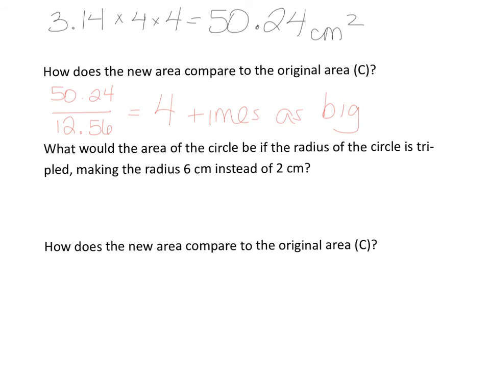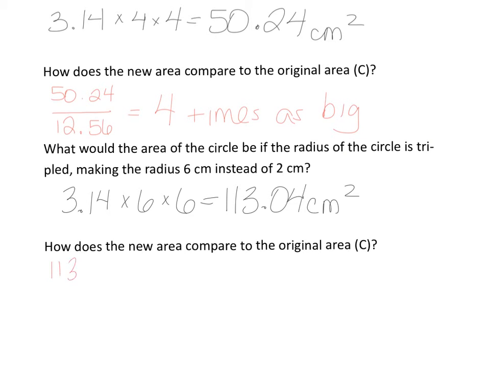And then you're asked, what would the area of the circle be if the radius of the circle is tripled, meaning the radius is now 6 instead of 2. So we're doing 3.14 times 6 times 6 to get 113.04 centimeters squared. And how does this new area of 113.04 centimeters squared compare to the original area of 12.56 centimeters squared? If we were to divide these, we would end up finding out that the area is 9 times larger when the radius is tripled.